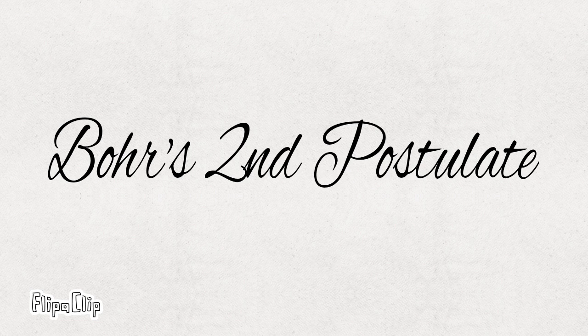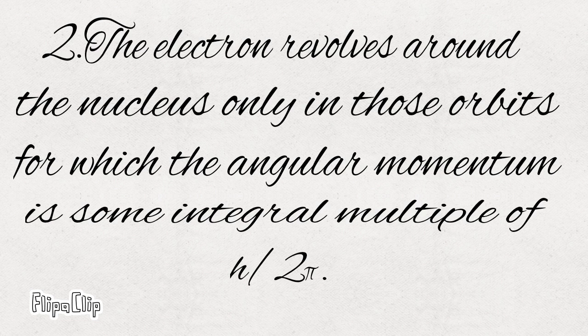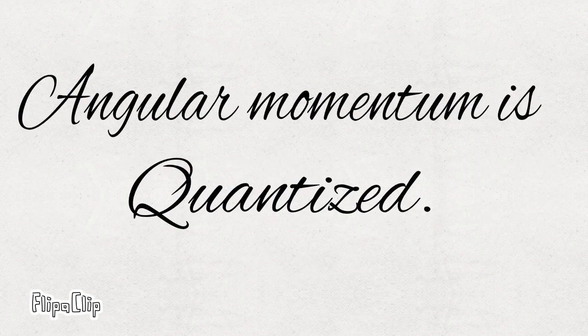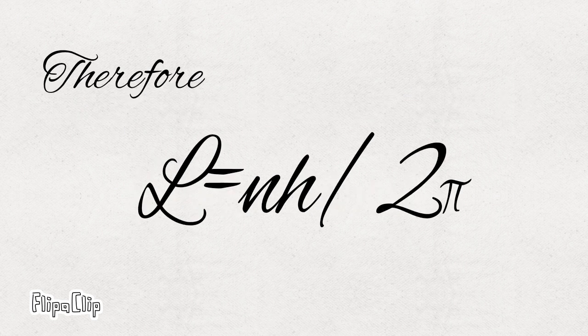Bohr's second postulate defines these stable orbits. This postulate states that the electron revolves around the nucleus only in those orbits for which the electron's angular momentum is some integral multiple of h divided by 2 pi. So the angular momentum of the orbiting electron is quantized, that is, L equals nh divided by 2 pi.